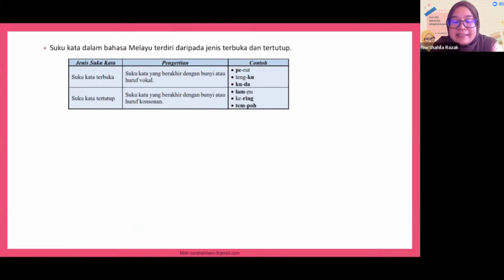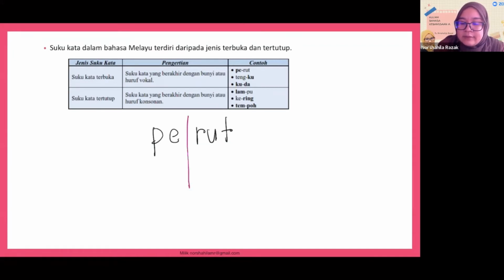Okay. Dan seterusnya berkaitan dengan suku kata or syllables, kita ada suku kata tertutup dan juga suku kata terbuka. Open syllables and also closed syllables. Okay, open syllables and closed syllables will be something like this. Okay, kita ada perkataan perut. Kita ada P consonant, E vokal, R consonant, U vokal, T consonant. So, untuk ingat ni senang sahaja, closed syllables, consonants. Open syllables, vokal. Okay.